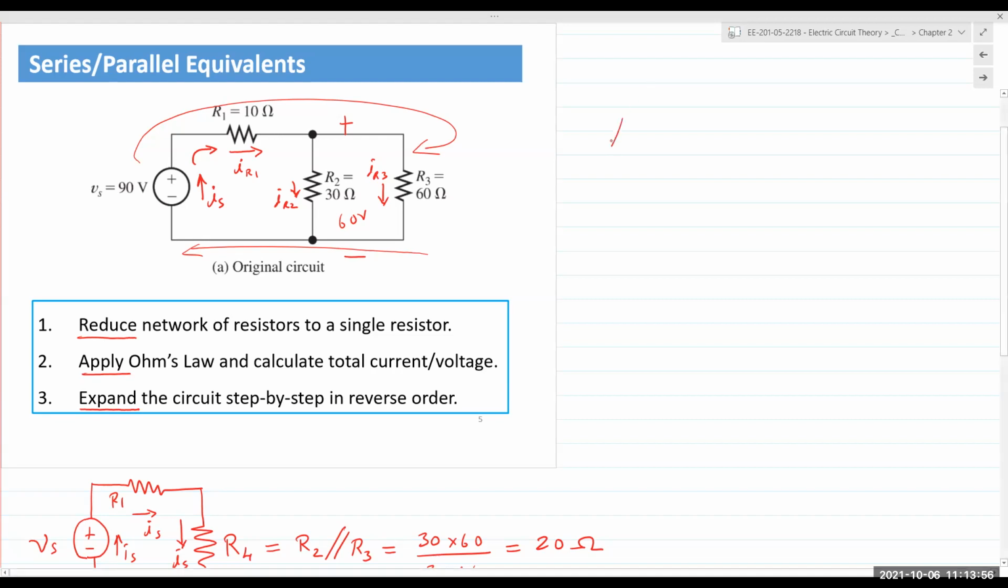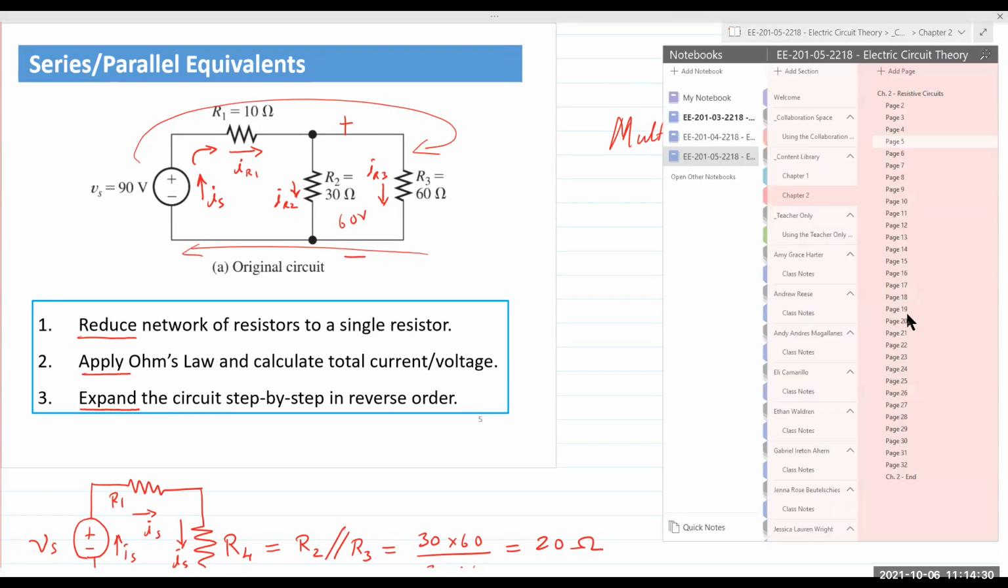So if you have multiple sources, we cannot use the series parallel technique, and so then we apply superposition. I realized early on this quarter, when I was going over chapter 2, that superposition will fit best right after doing this technique because it builds directly on top of this one. So let's get to superposition.